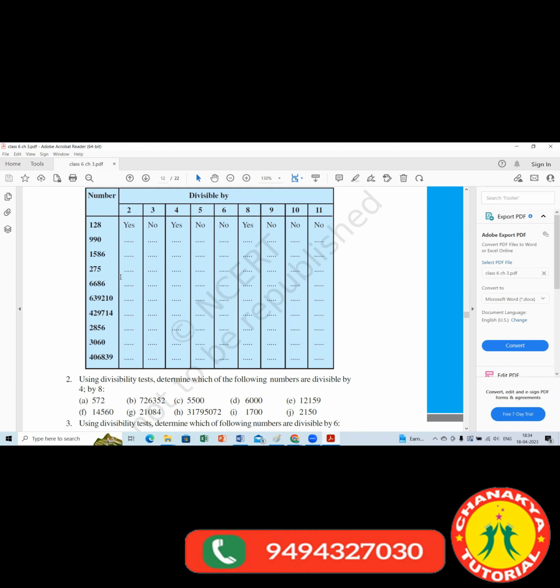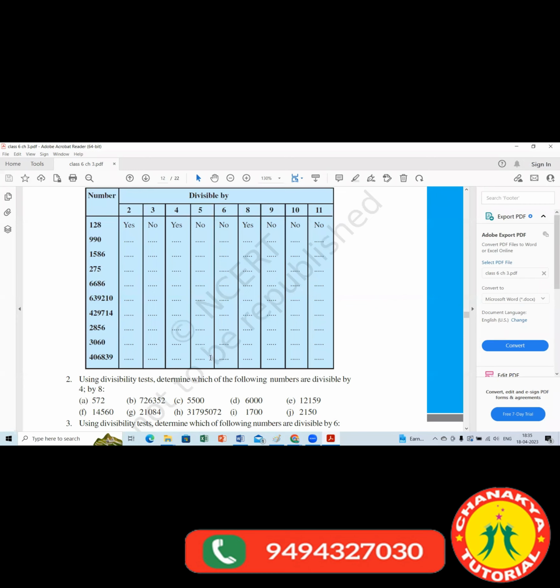Go with 4. Ma'am, the rule of 4 is the last 2 digits should be divisible by 4. Very good. So here what are the numbers? 75. Is 75 divisible in the 4 table, or will you get a remainder? Please check it. Ma'am, we will get a remainder. So it is no. Then go with the 5 rule.